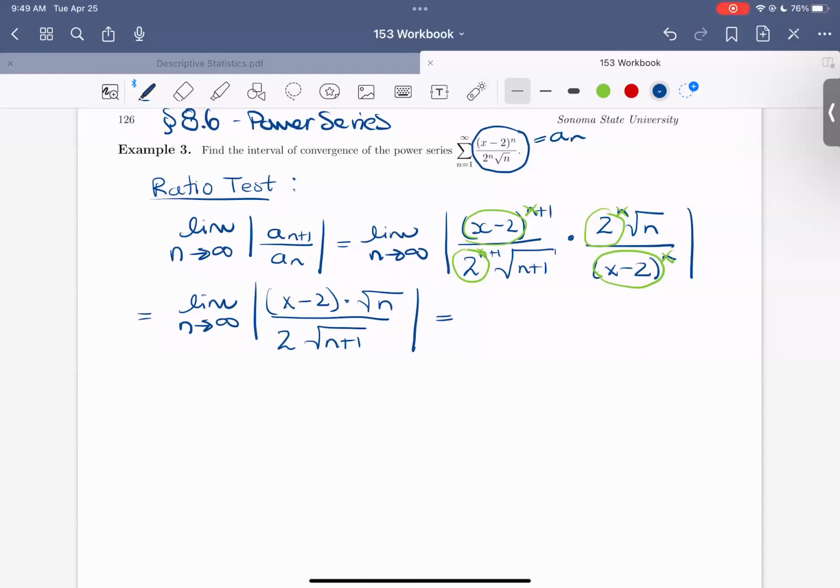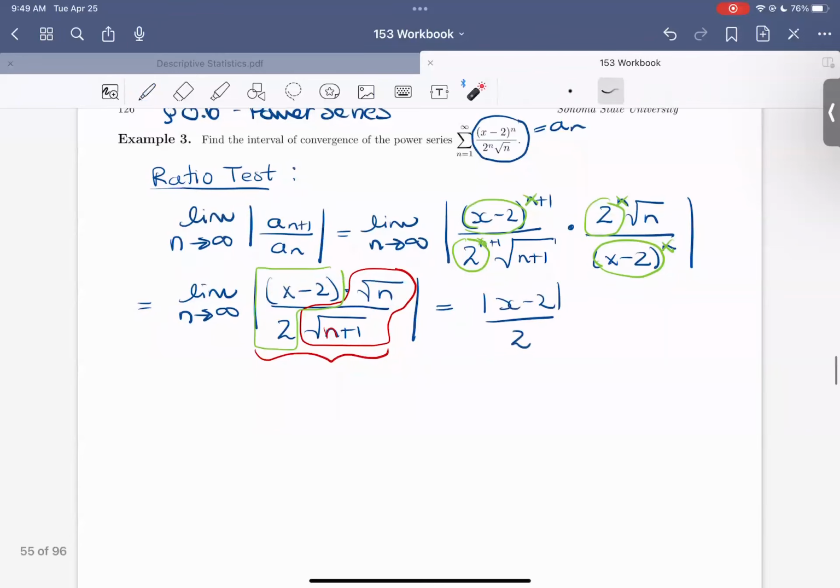So now we can look at our terms inside the limit and consider which of these terms are affected by the limit. So we see that only those including the n are affected by the limit. So what I can do is bring out that square root of n over square root of n plus 1 and just keep that term with the limit, and bring out this absolute value of x minus 2 over 2 because it's not playing with the limit as n goes to infinity at all. So this is equal to absolute value of x minus 2 over 2. Notice 2 is already positive, so it's only going to be x minus 2 that might be negative, so I need to keep the absolute values there.